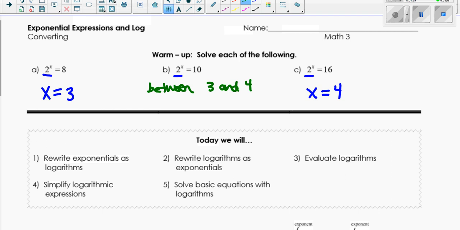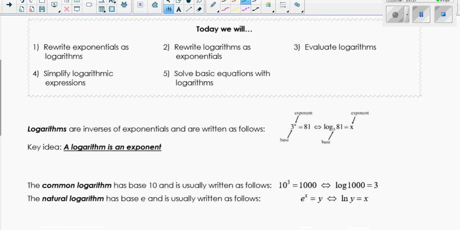Okay? So there's a lot of objectives that we're going to talk about today. So I wrote them all out for you guys. We're going to do some rewriting. So we're going to take exponentials and rewrite them as logarithms. We're going to rewrite logarithms as exponentials, so being able to go back and forth between exponentials and logarithms. We're going to evaluate logarithms, which means that we're going to get a value. So saying like 2 to the third power, that's an evaluation to say that that's 8. We're going to evaluate when we are given logs. We're going to simplify logarithmic expressions, and we're going to solve very basic equations with logarithms. Okay?